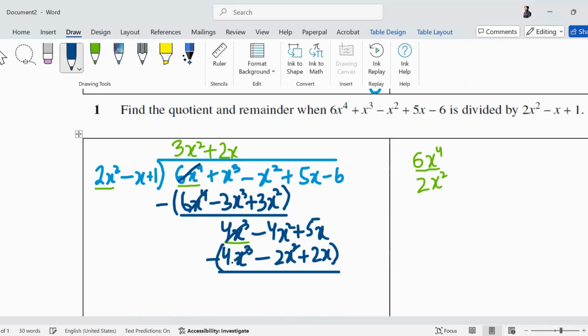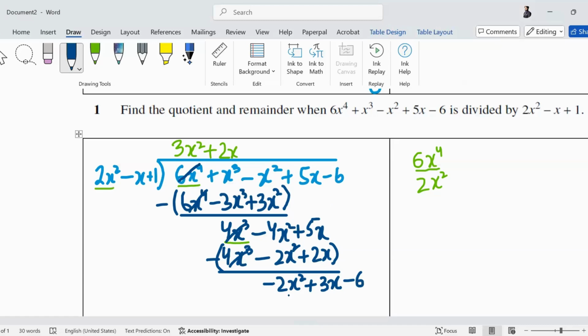I know this will cancel out. Minus 4x squared, and this will become minus and minus plus. This will become minus 2x. Plus 5x and minus 2x will give me plus 3x. And then I'll carry down the minus 6.